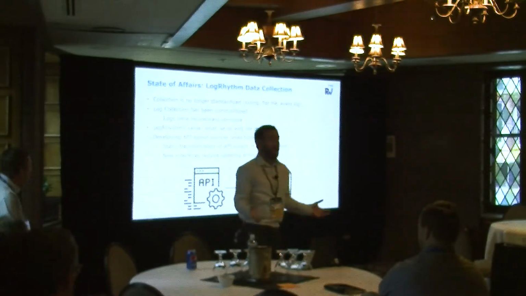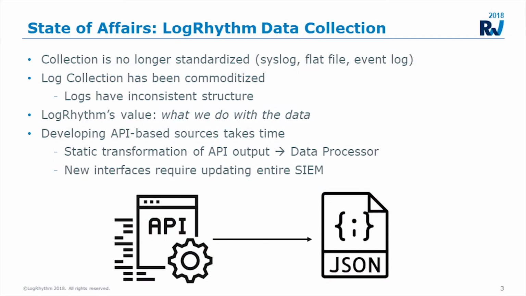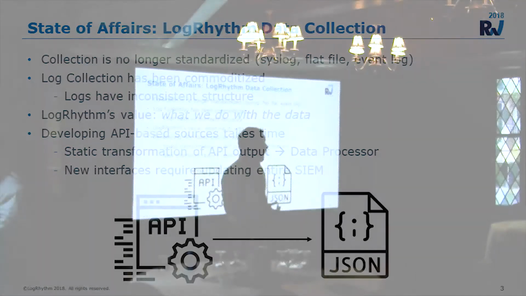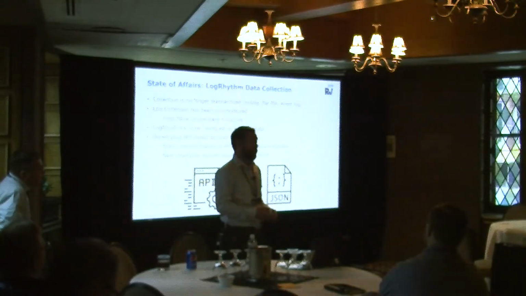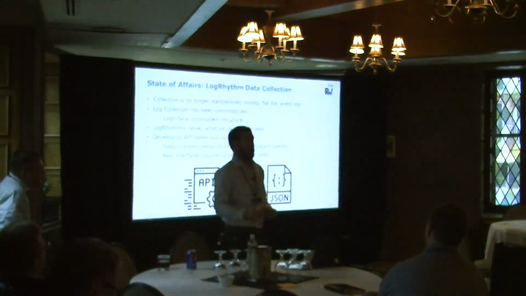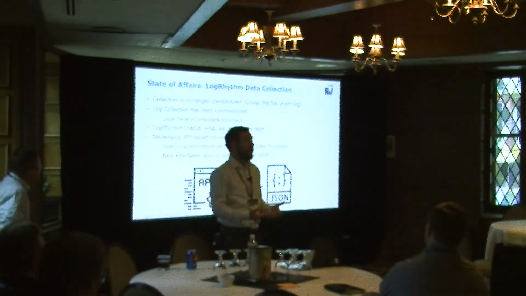So let's kick it off with the state of affairs. Where are we today? I think for log collection, the world has changed in the past 10 years. We started out with standardized log sources where we'd have a generally unstructured log, but it would come in over a standardized interface like a syslog or event log or a flat file. But the rise of cloud applications has really changed all that. So now we have the opposite. We have structured logs like JSON, but they're coming over non-standardized interfaces like APIs. And that's caused a commoditization of log collection.